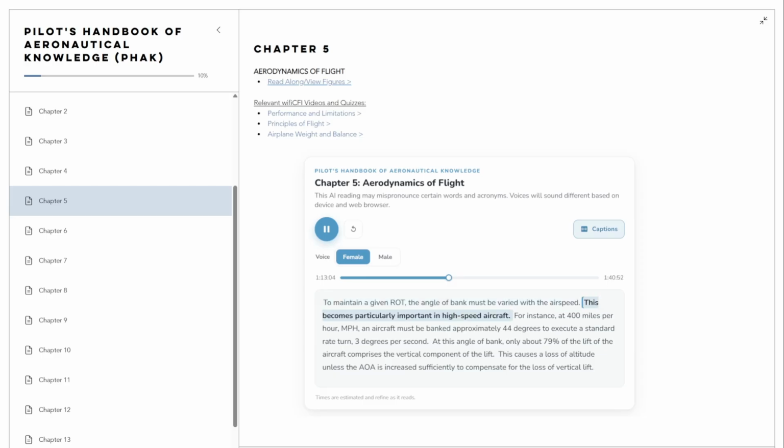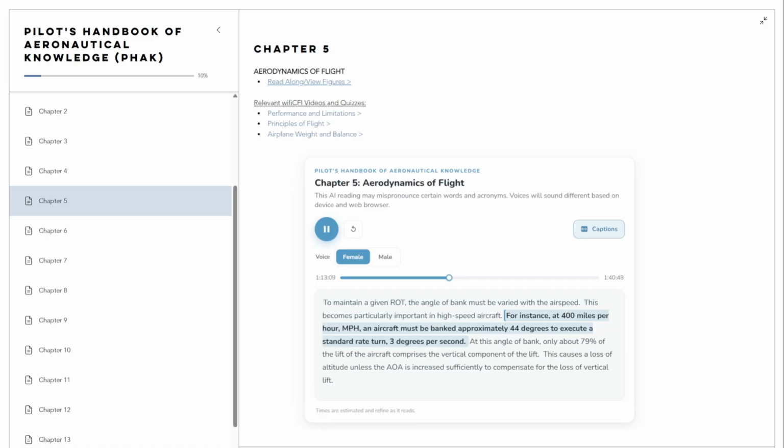This becomes particularly important in high-speed aircraft. For instance, at 400 miles per hour (mph), an aircraft must be banked approximately 44 degrees to execute a standard rate turn, 3 degrees per second. At this angle of bank, only about 79% of the lift of the aircraft comprises the vertical component of the lift.